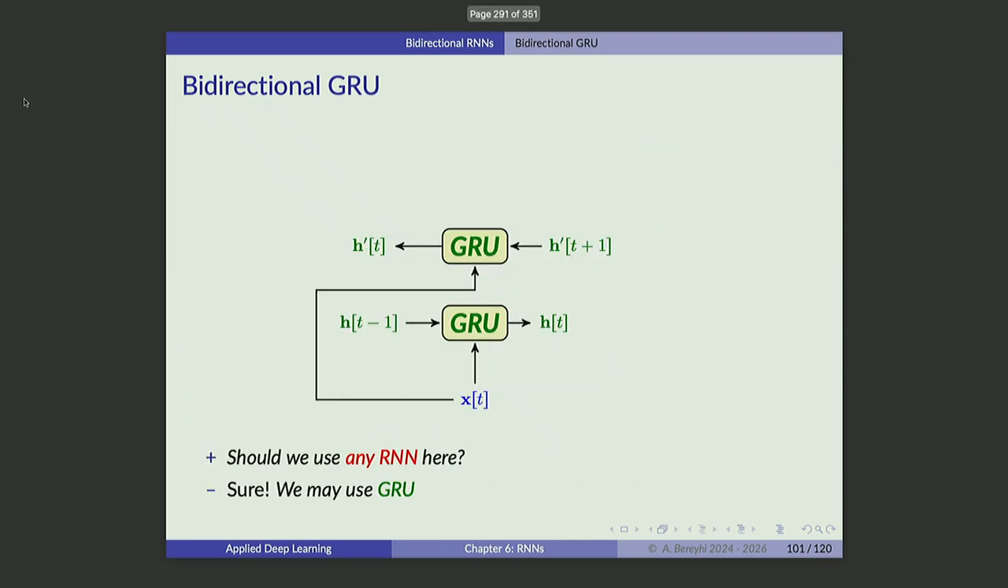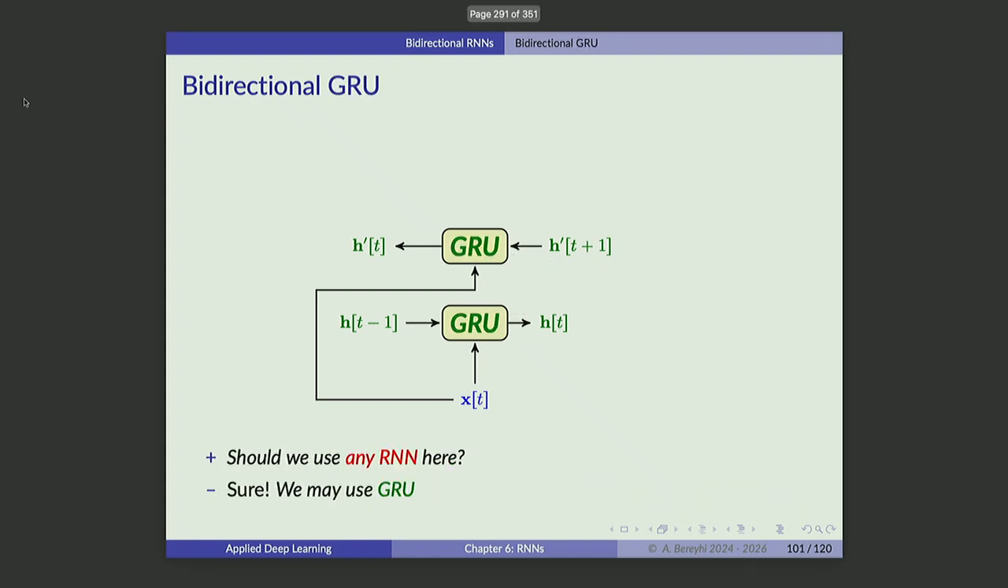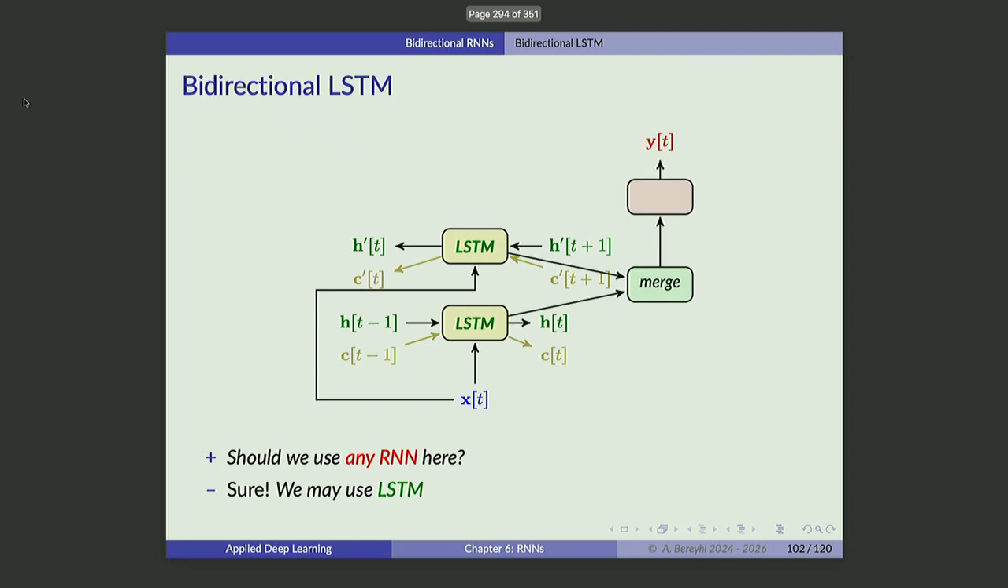Okay. Everybody's cool? So you essentially can use any architecture here. You can use GRU, you can use LSTM. And when you do LSTM, obviously every single forward and backward LSTM is going to have its own cell state, and you are going to merge them.